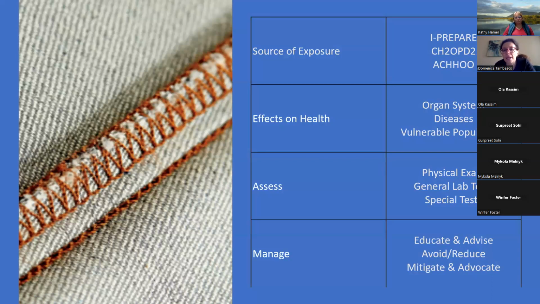And then M for manage. A lot of the time, much of what I do is educate and advise, generally either avoidance or reduction of exposures, and how to mitigate the exposures with beneficial things such as diet. A lot of the time I'm also advocating and writing letters for my patients to help them decrease their exposures, for example, at work. Next slide, please.